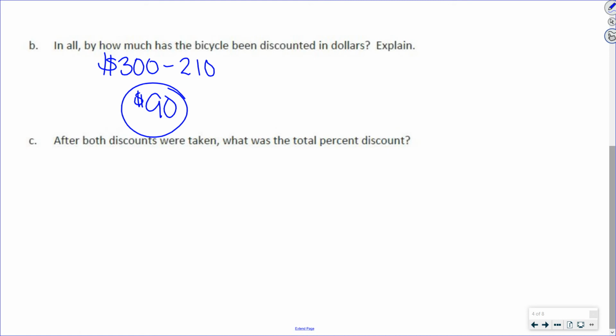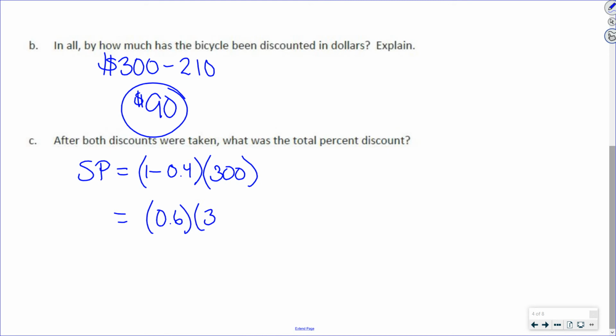Okay, well, remember, we got our selling price equals 1 minus, now remember, I got 30% off immediately, and then I got to take an additional 10% off if I got there before 5 o'clock. So 30% plus 10% is going to give me 40%. So I'm going to be subtracting 0.4 instead of 0.3 times the $300. Now 1 minus 0.4 is going to be 0.6. 0.6 times 300, okay, that's going to be $180.